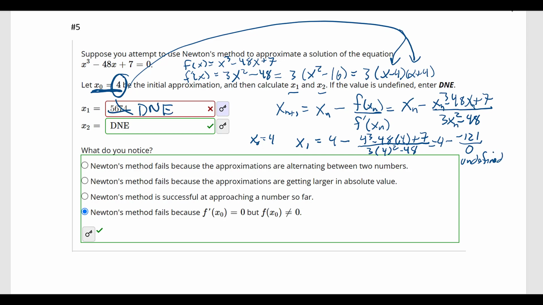And because this one didn't exist, this one's not going to exist either. So Newton's method fails because the derivative, the denominator, evaluated at x sub 0 is 0, but the numerator was not. So that's how that one works.